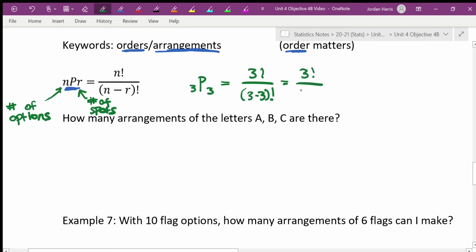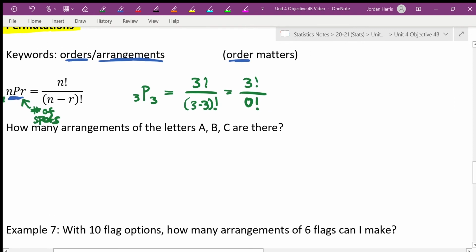That's why I'm doing this. Because a lot of people are like, well, 0 factorial must be 0, right? 3 minus 3 is 0, so it's 0 factorial. And the weird thing is, this is actually a 1. So 3 factorial is 3 times 2 times 1. 0 factorial is 1. So you end up with 6.